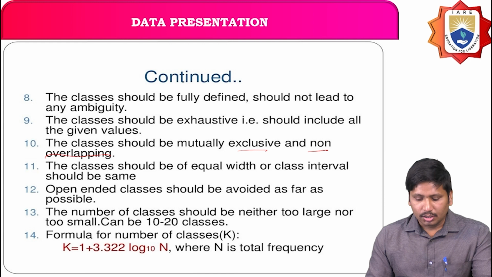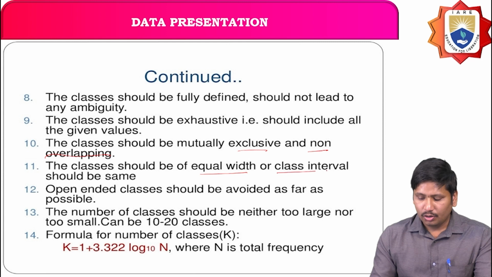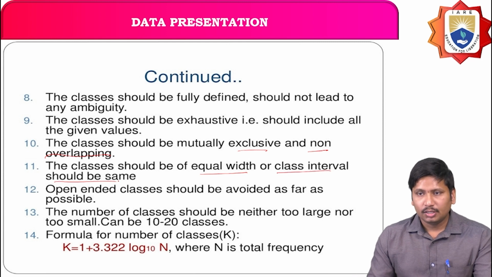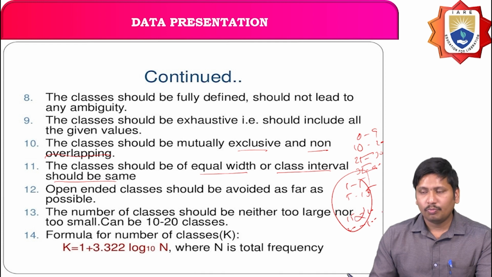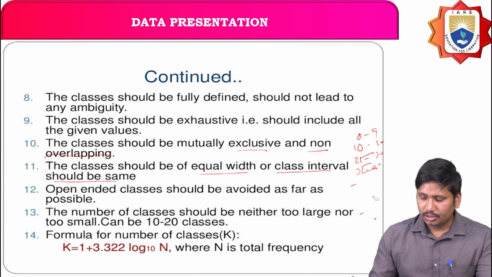And the classes that we are going to present should have equal width, or equal class interval. Suppose I am maintaining class intervals like 0 to 9, then 10 to 20, then 21 to 30, and then 31 to 40. So equal class interval should be maintained. We should not take 1 to 5, then 5 to 10, 5 to 15, then 15 to 20, then 20 to 100. This type of thing we should not maintain while designing tables, right? So equal class interval should be maintained.